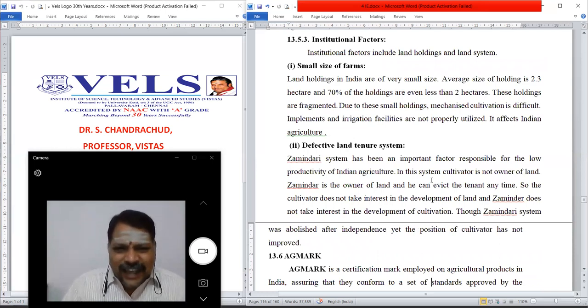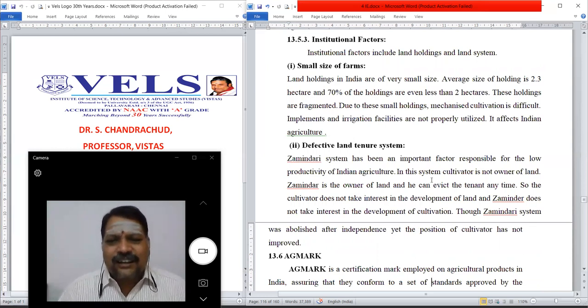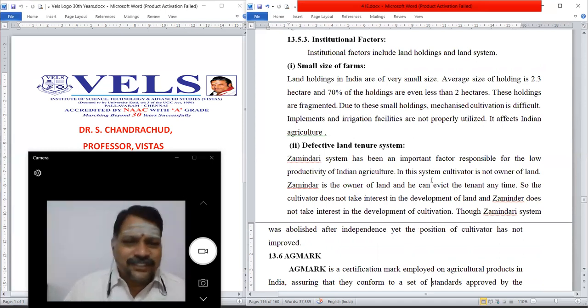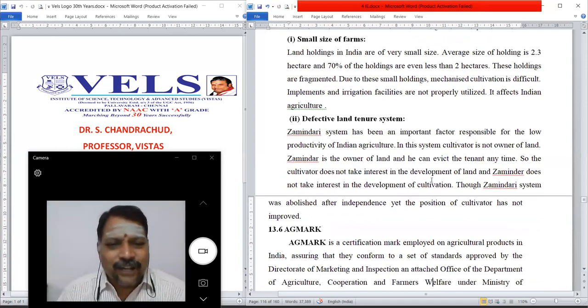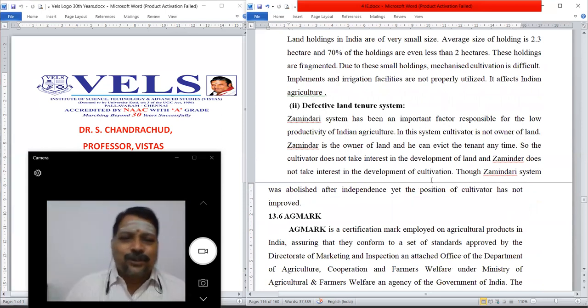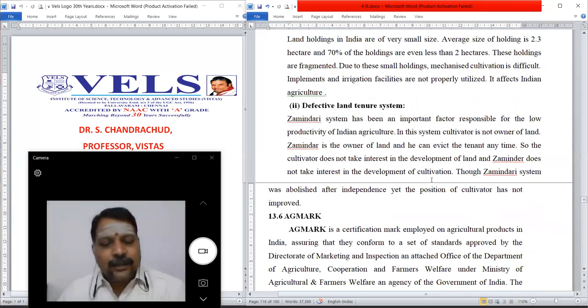the system is having a lagging, defective land tenure system. So the cultivator does not take interest in developing the land, and Zamindar does not keep the farmer in a comfortable place because if he is not working properly, he will change. So there is a lot of unemployment problem also arising. So the government of India wanted to abolish the Zamindari system, and it was abolished in 1960s.